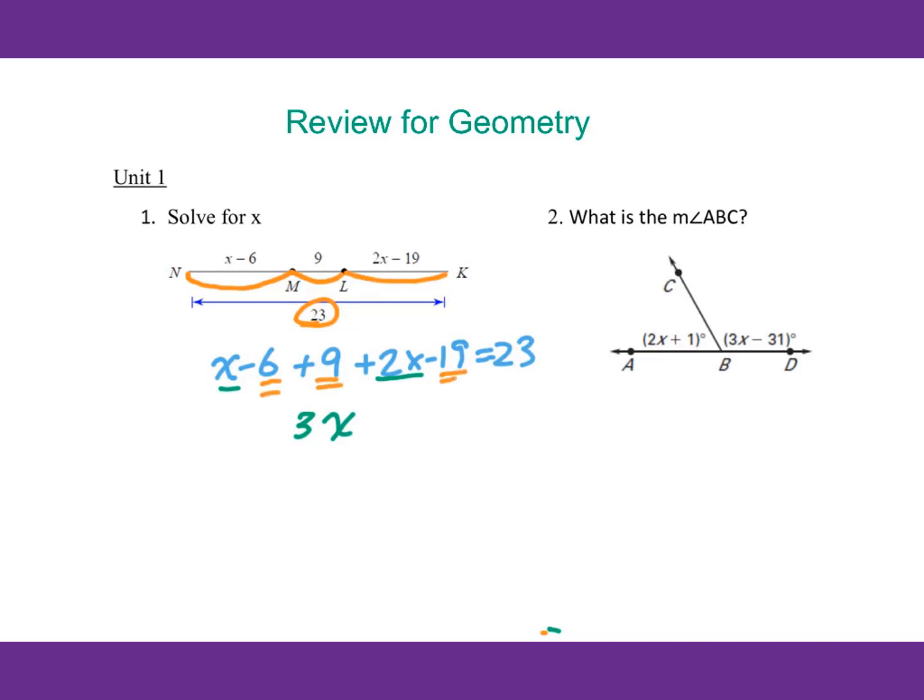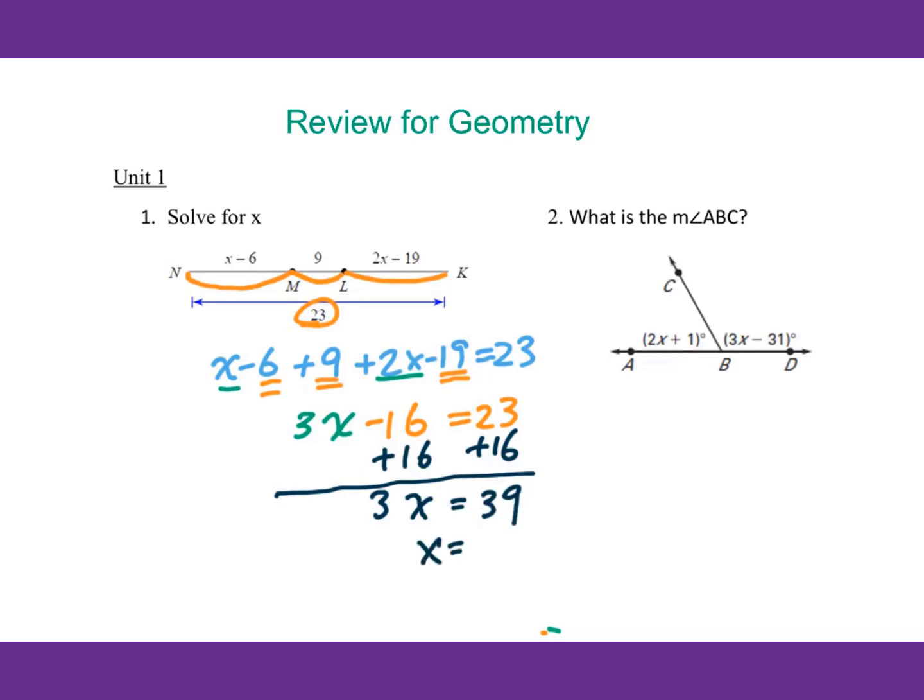For this, you will get negative 16 equals 23. Then you add 16 to both sides. You will get 3x equals 39. Divided by 3, you get x equals 13.